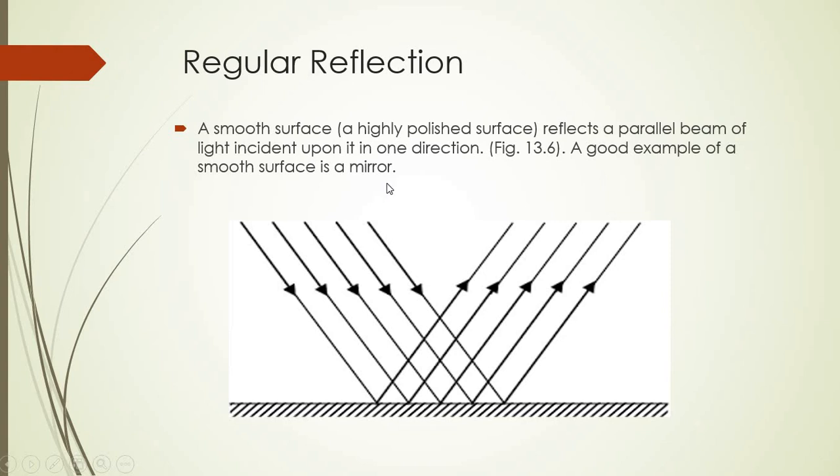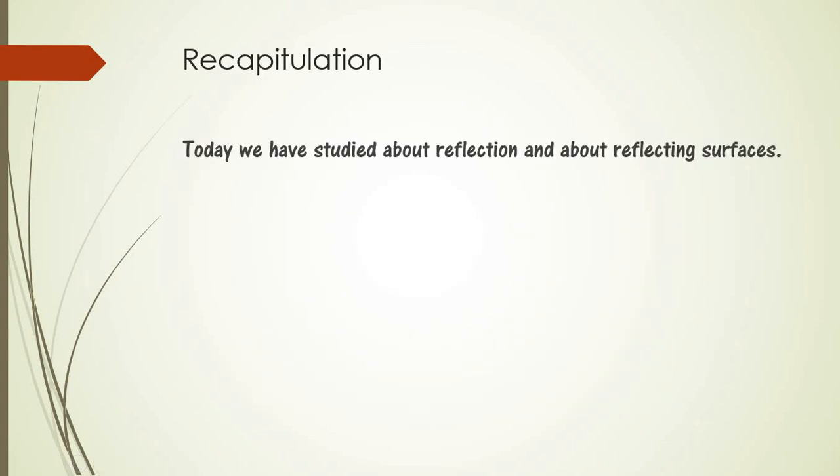Like a smooth surface such as a mirror. A smooth or highly polished surface reflects a parallel beam of light incident upon it in one direction. The reflected rays are parallel to each other, and the incident rays are also parallel to each other. So in the case of regular reflection, all the reflected rays go into one direction and they are parallel to each other. And what kind of surface is required? A highly polished surface, and a mirror is a good example of that. So this is about regular reflection.